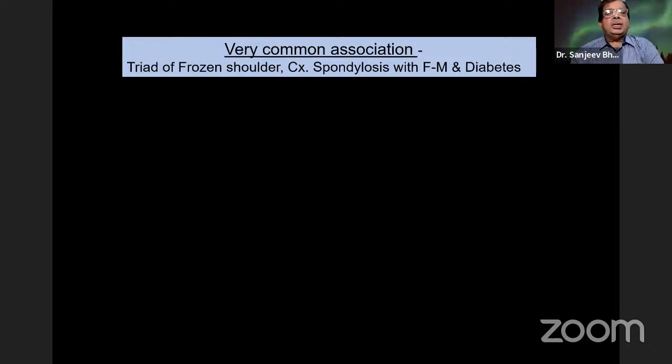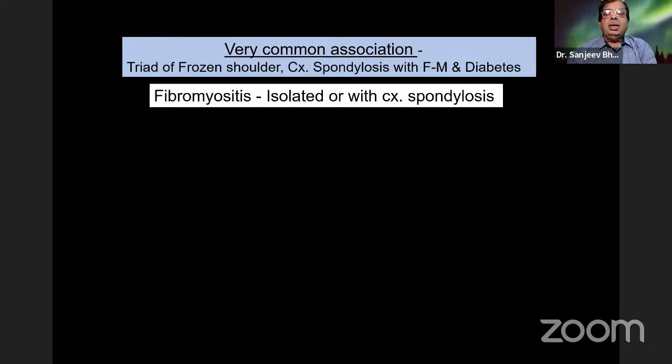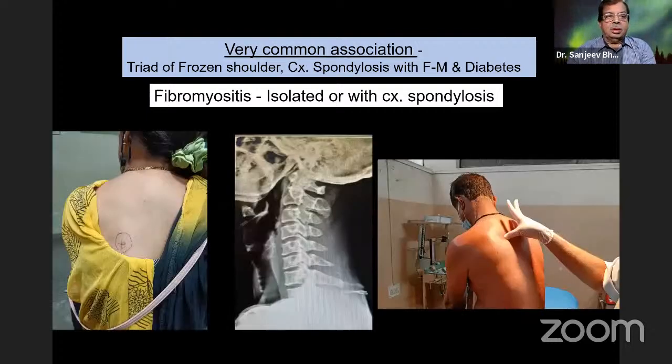I have found a very common association of what we call the triad of frozen shoulder, with cervical spondylosis, fibromyalgia and diabetes mellitus. So fibromyalgia is isolated along with the cervical spondylosis, and it is usually associated with frozen shoulder. So this is the spot. I ask the patient to take the hand beyond the opposite knee, so that the shoulder blade, or the scapula, is stretched, and the medial border of the scapula is palpated. Then if you go down along the lower border of the trapezius, medial to it, about 1 inch below that you can find a very painful tender spot, and that is the usual spot of fibromyalgia where you can inject.